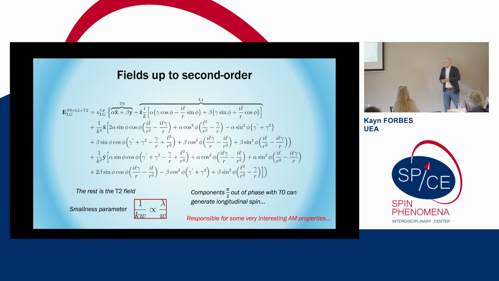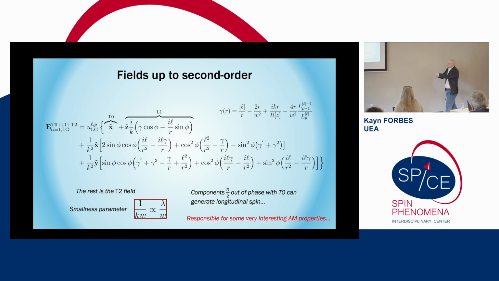Okay, now the reason why I'm interested in the second order field is that in general, there are components here which are pi over 2 out of phase with the T0 field. So as we saw the pi over 2 out of phase T0 fields gave our normal spin, the pi over 2 out of phase T0 and L1 gave us our transverse spin. We're also going to find that the pi over 2 out of phase components with T0 and T2 will give us some very, very interesting angular momentum properties as we go through.